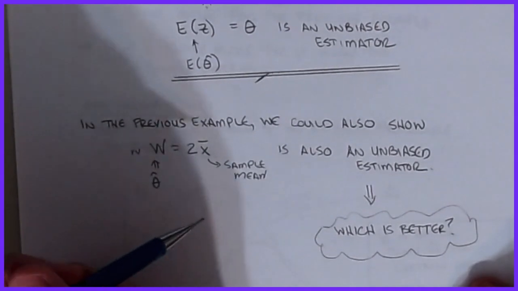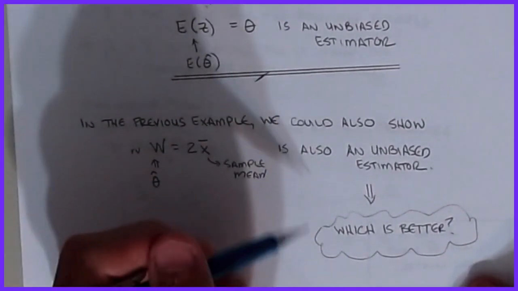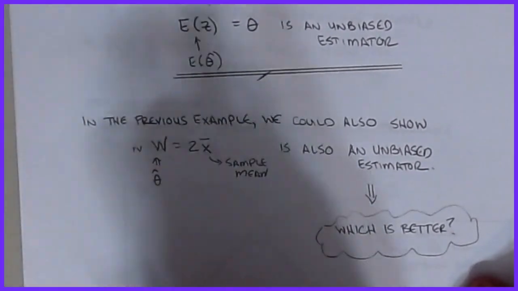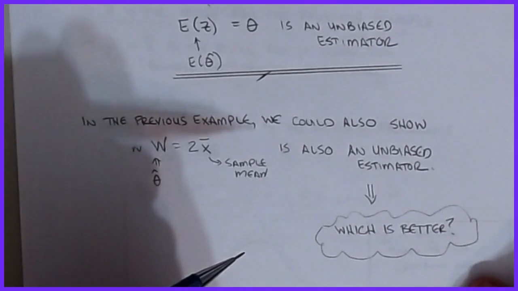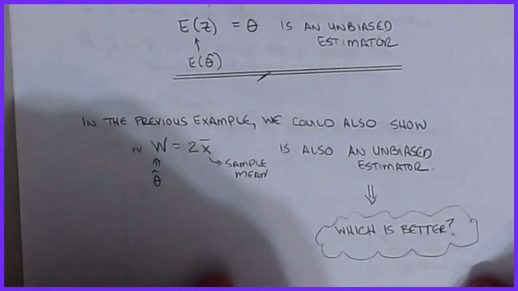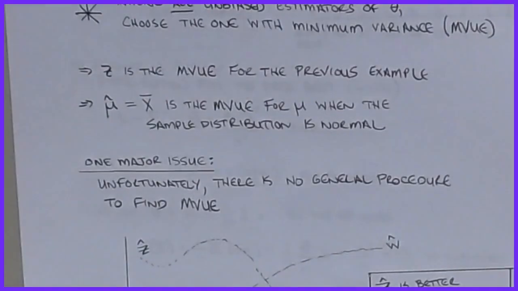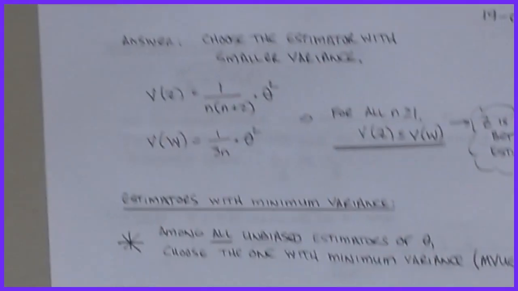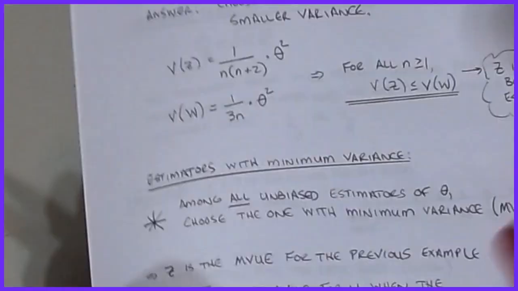So what do you do when you have two or more unbiased estimators? How do you determine which is better? That's the other challenge that we have. So the first thing is we've got to find an unbiased estimator, but recognizing that there could be multiples of these, how do we make a selection to choose which is better? That's the trick. The answer to that question is that we're going to choose an estimator with the smaller variance.